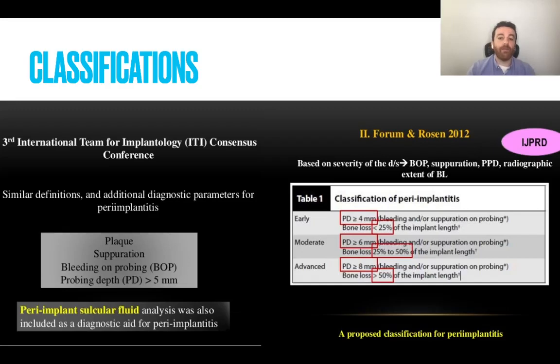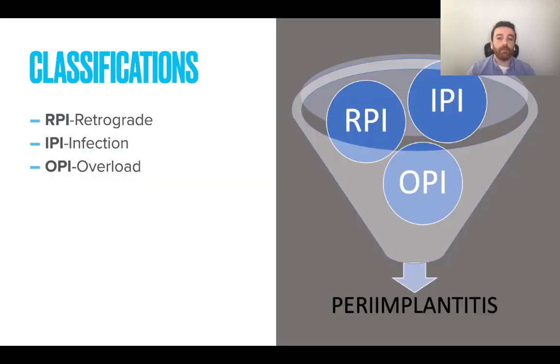As far as classifications, it really depends on the severity of the bone loss that's happening. It can be split up into early, moderate, and advanced cases, and it really depends also on a number of factors like the probing depth. Usually you'll have bleeding or suppuration on probing in these cases. When it gets to be really advanced, then you may have extensive bone loss requiring removal of that implant.